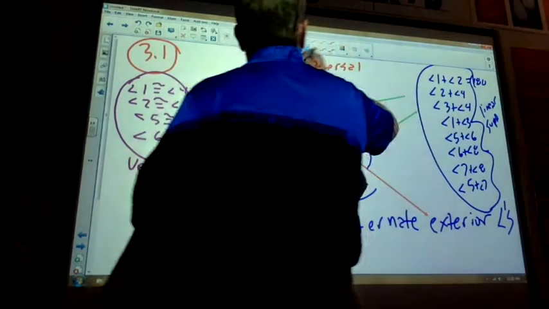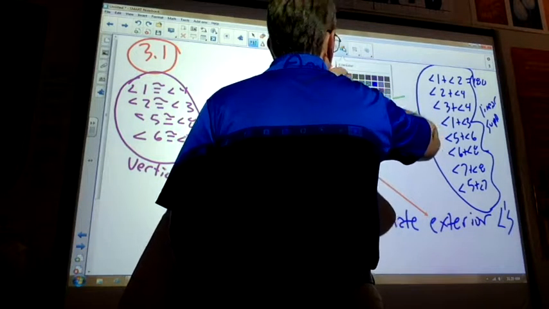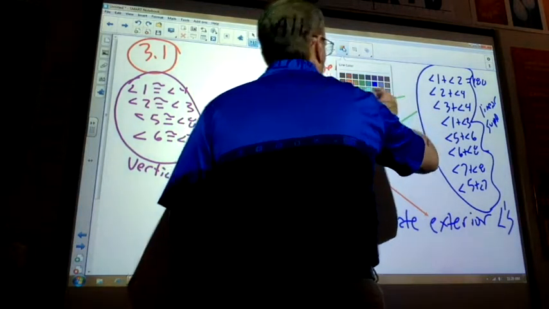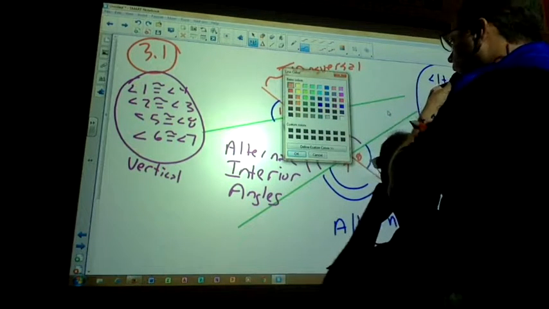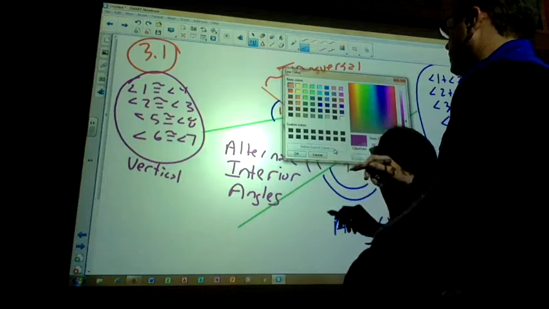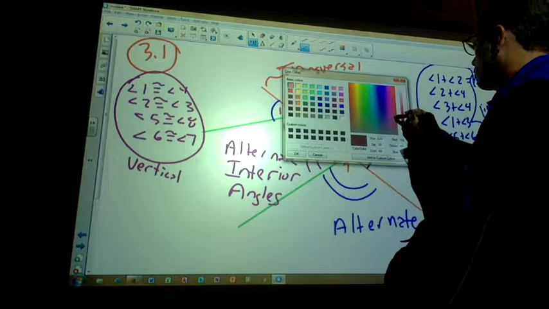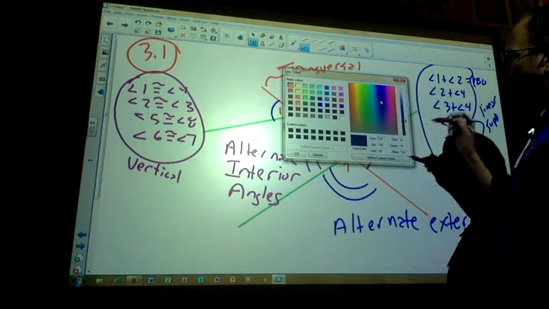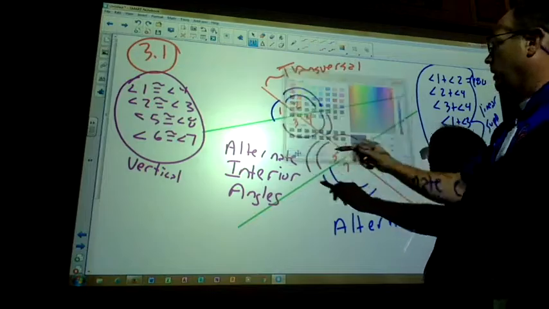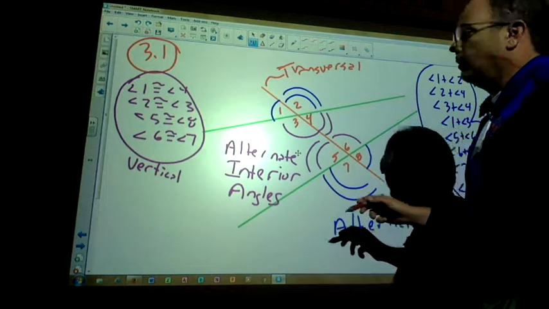All right, let's see. I'm going to run out of some colors here. I need more colors. Custom colors. Oh yeah, that's kind of a darkish blue. All right, ready for this?